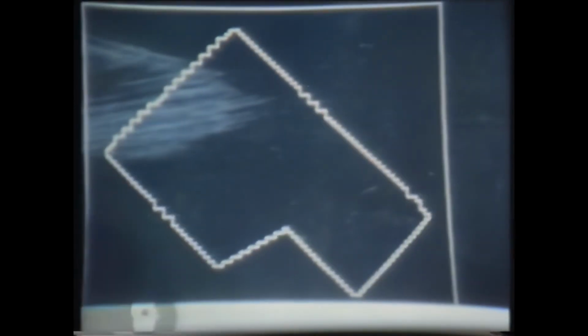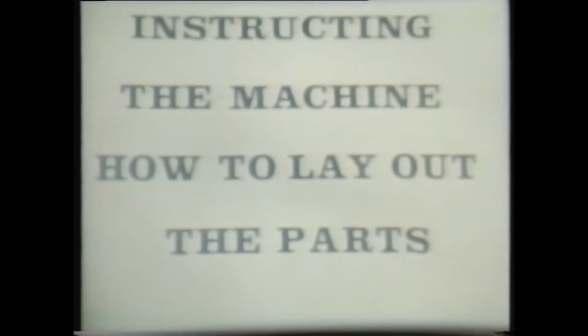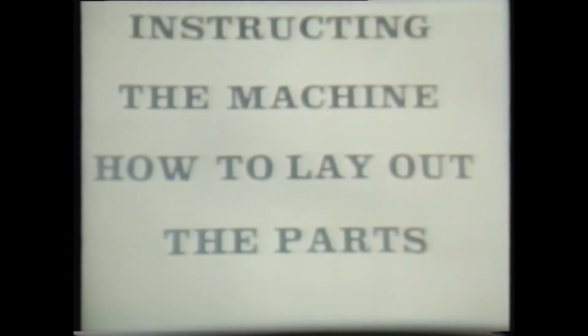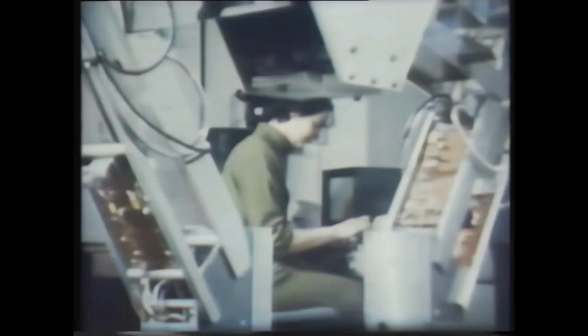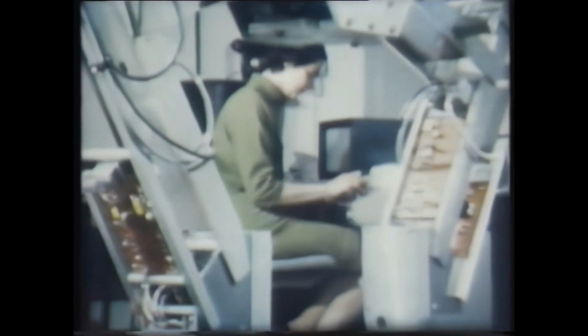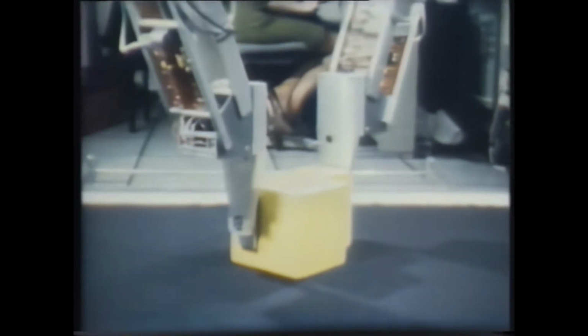The system takes a coarse picture, then a detailed picture, and then analyzes the outline into corners and straight or curved sides. The system must be shown how to pick up the parts and where to put them. Commands are typed in to move the hands into the correct position for grasping, which the system remembers. Similarly, the correct orientation and destination of the part are remembered.